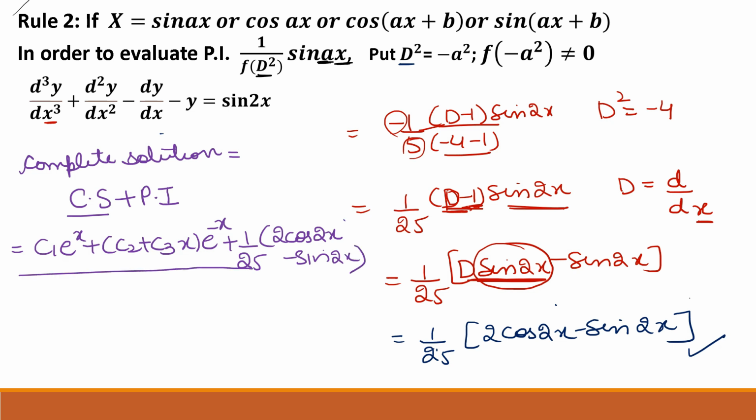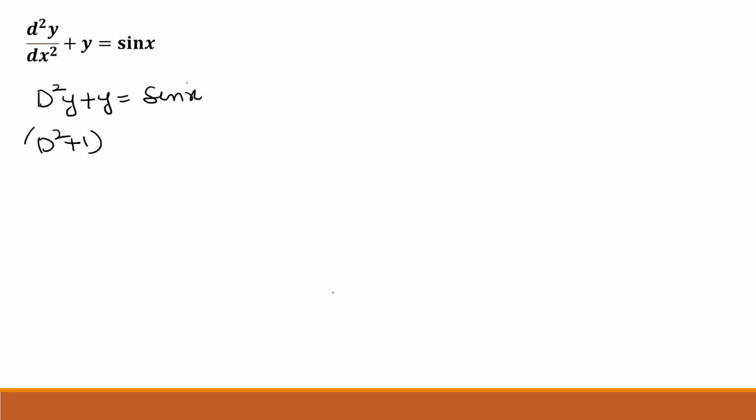So this is my complete solution. All right, now let's see the next part. Now the next question is d square y over dx square plus y equals sine x. So here, what is the symbolic form? d square y plus y equal to sine x. Alright, so this is d square plus 1, y equals sine x.